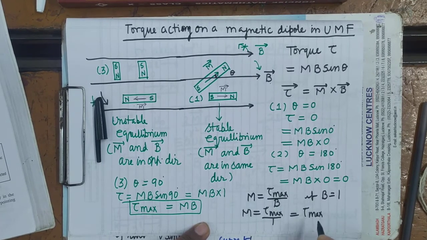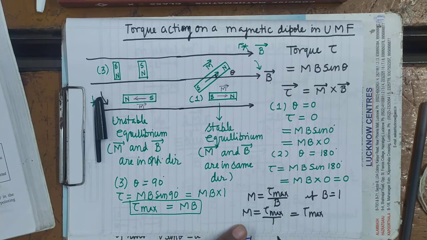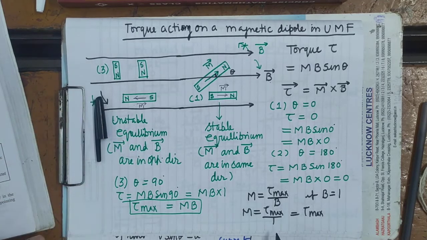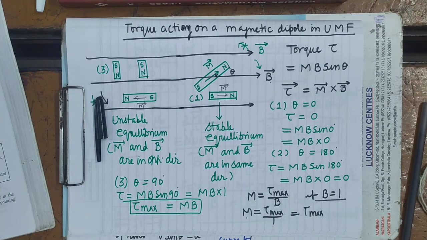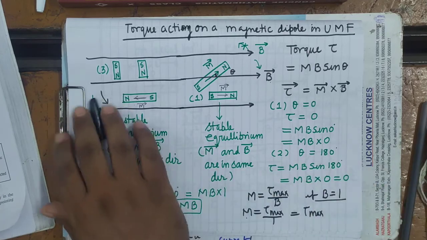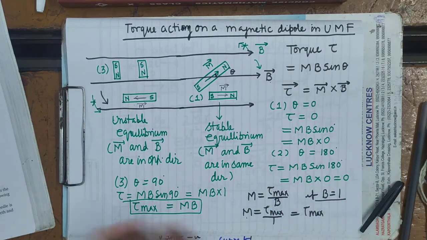Means we can say the magnetic moment of a magnetic dipole is equal to the maximum torque acting on the dipole when it is placed perpendicularly in the uniform magnetic field of unit strength. It's clear. So this is all about the torque acting on the magnetic dipole.